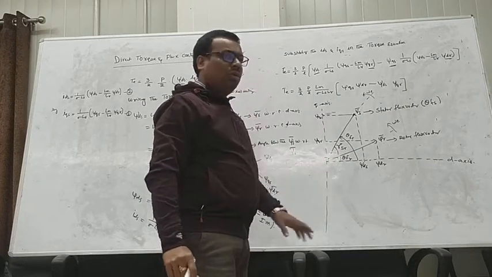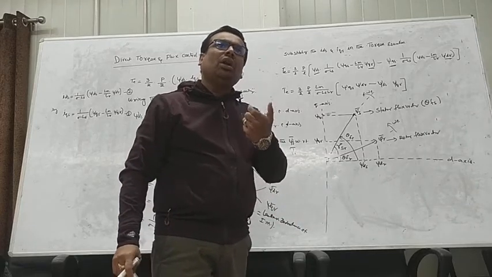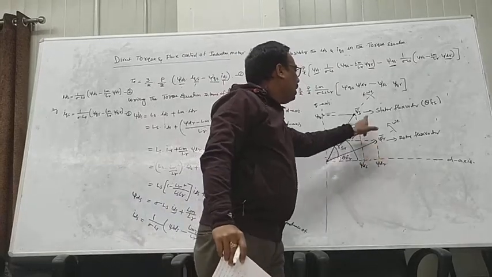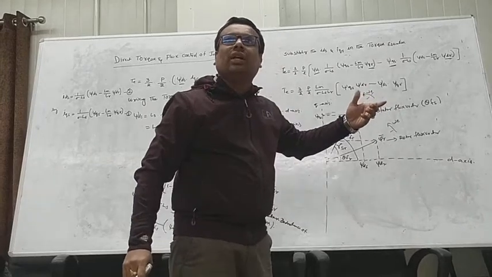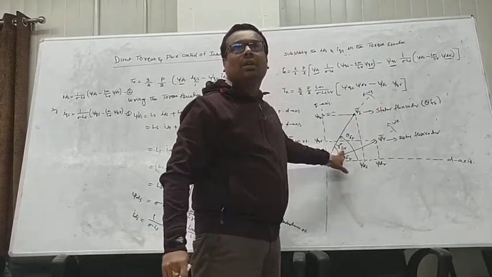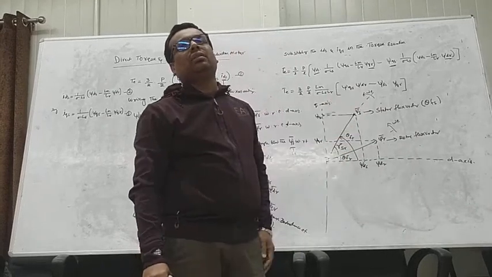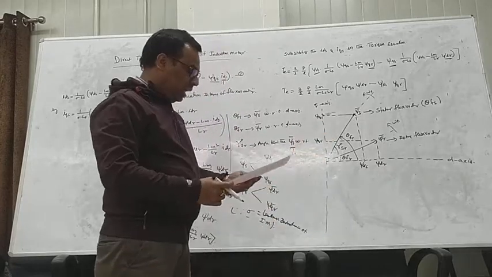Now, to achieve direct torque control, we need to control the angle between the rotor flux vector and the stator flux vector. What is that angle? It is gamma SR. When you control gamma SR, the torque is automatically controlled. Let's see how that is possible.